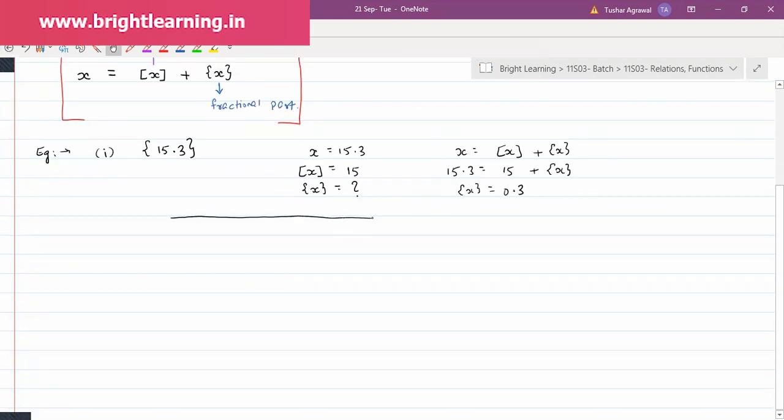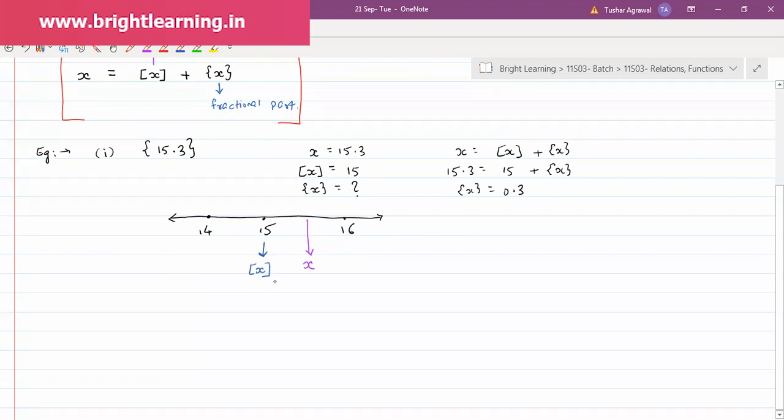On the number line, the pictorial representation will be something like this: 14, 15, 16. Somewhere here is my x. x may be an integer, it may not be an integer. Wherever it may lie, x is there. This is my step x. Step x will always lie to the left side of my x, because it is the integer less than or equal to x. Less than, so it will always lie to the left.